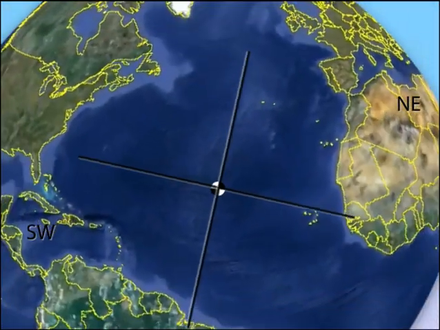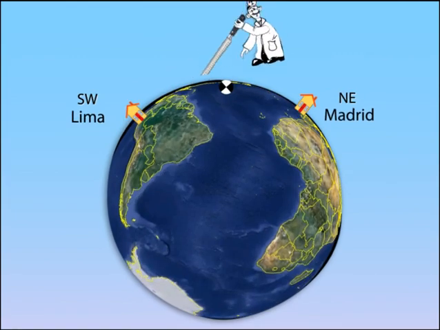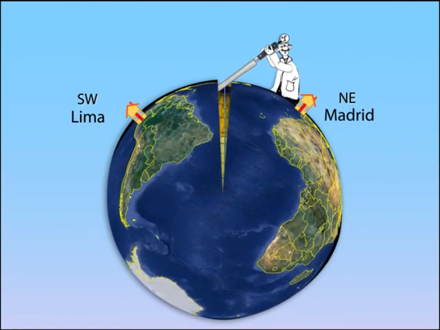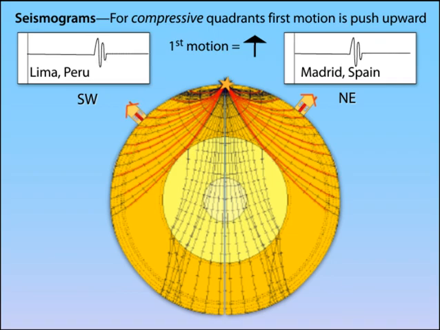First, make a vertical cut into the earth through the hypocenter in a northeast-southwest orientation. P waves leaving the earthquake and traveling to Lima, Peru in the southwest quadrant, or to Madrid, Spain in the northeast quadrant, will have compressional first arriving P waves that push up away from the earthquake and are observed as an initial upward vertical motion on the seismograms.